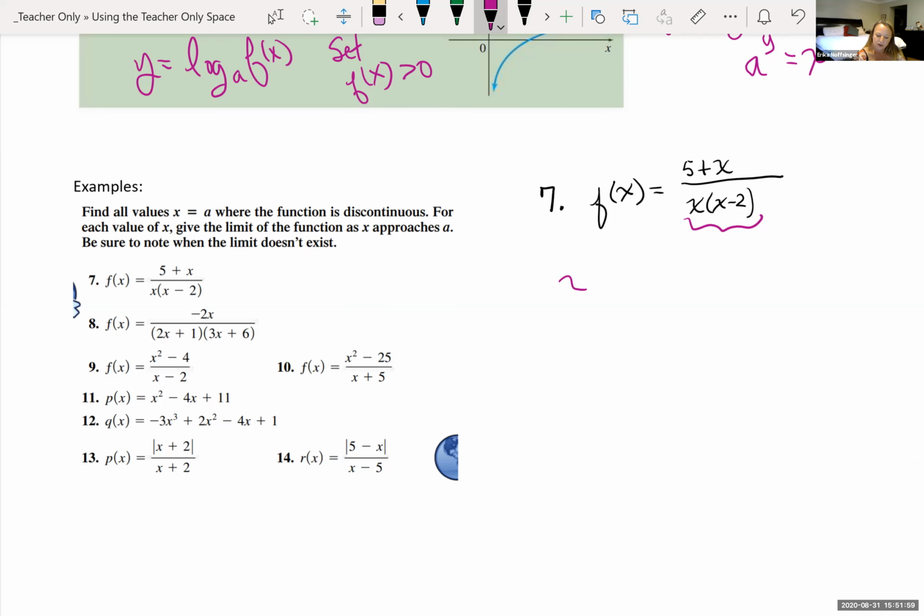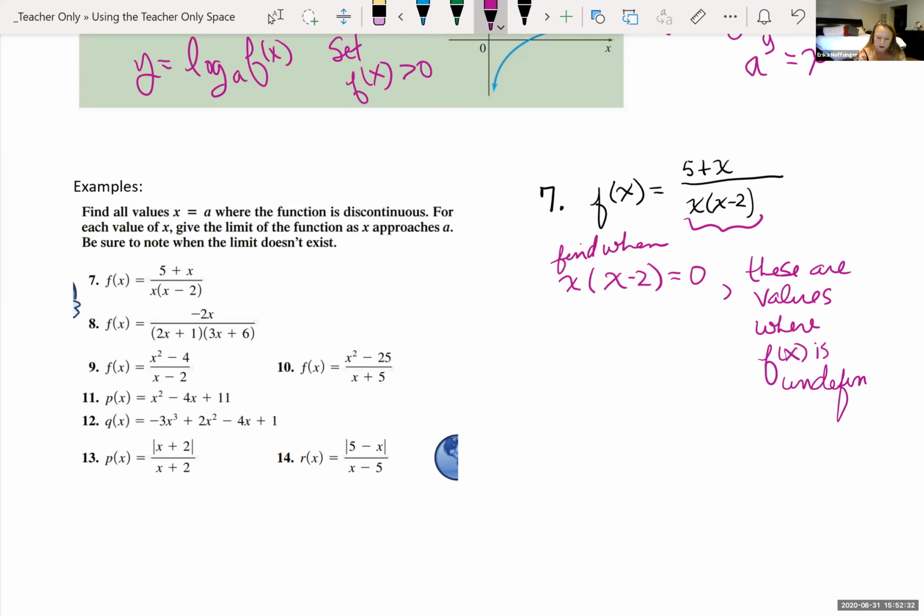So let me just write it. Find when x times x minus 2 equals 0. These are values where f of x is undefined. Okay, so there's 2 values. When you have something factored on one side set equal to 0, we can use a rule that one of these factors has to be 0, and so we can set each factor equal to 0. So we're looking at when is x equal to 0? Well, we don't have to solve for x there. And we're looking at when is x minus 2 equal to 0.